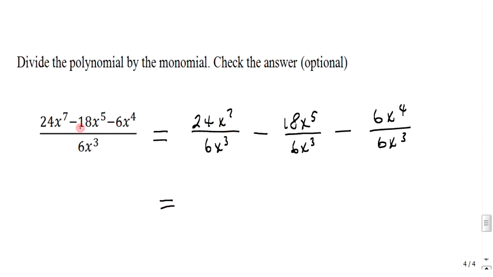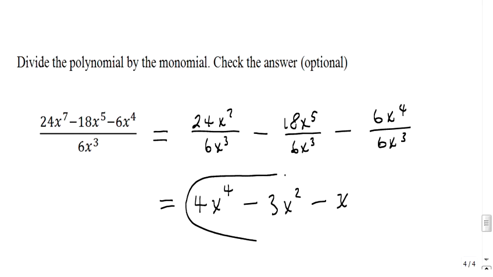You don't want to cancel the common factors until you've separated each of these terms. So now 24 over 6 is 4. X to the 7th over x cubed. Remember, we're dividing here, so those exponents get subtracted. 7 minus 3 would be 4, minus 18 divided by 6 would be 3. X to the 5th over x cubed would be x squared, minus, well, 6 over 6 is just 1. X to the 4th over x cubed would just be x.